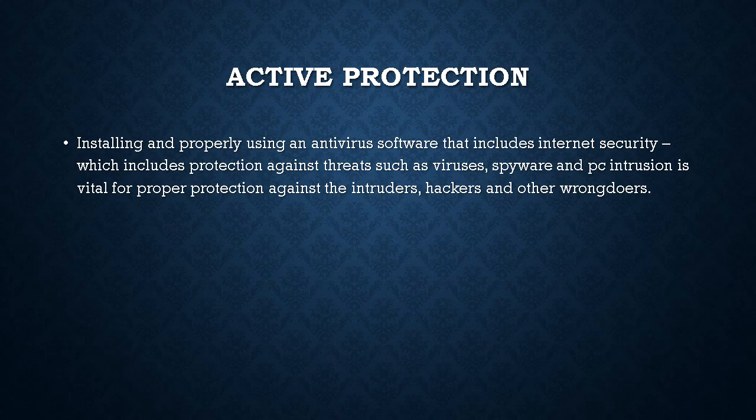Now you should see carefully when you buy an antivirus program whether it protects against the viruses that we are teaching or not. Suppose, for example, Bitdefender. Bitdefender is an antivirus program which includes internet security, and it also protects against threats such as viruses, spyware, and PC intrusion, which is vital for proper protection against intruders, hackers, and wrongdoers. So this is about active protection.